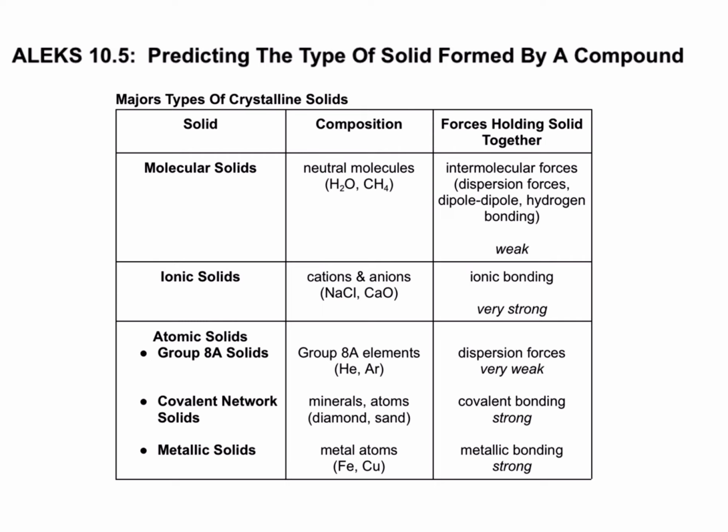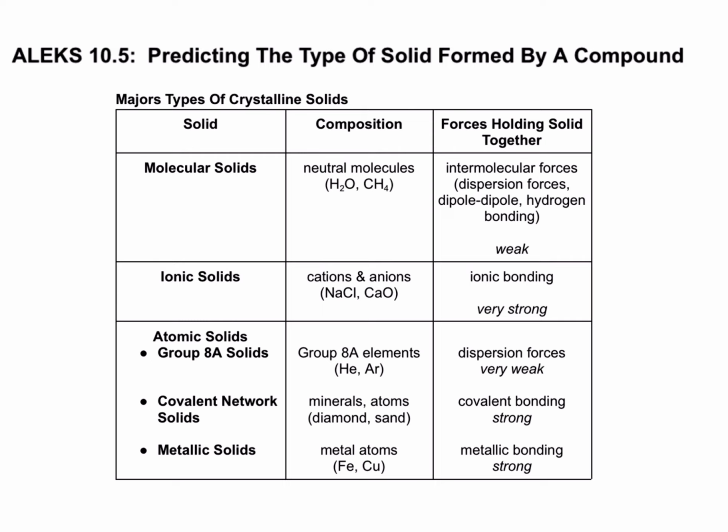The second type is called ionic solids, and these solids are made up of cations and anions, such as sodium chloride and calcium oxide. These solids are held together by ionic bonding, and these are considered very strong forces.